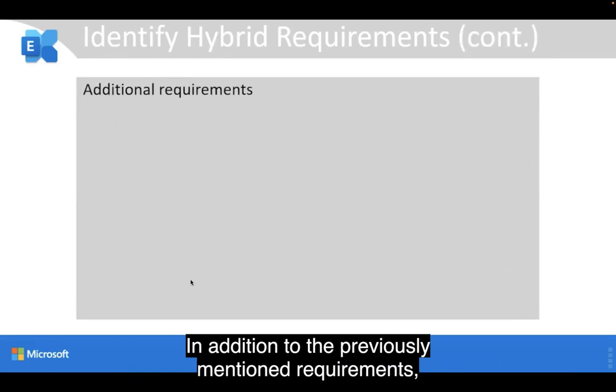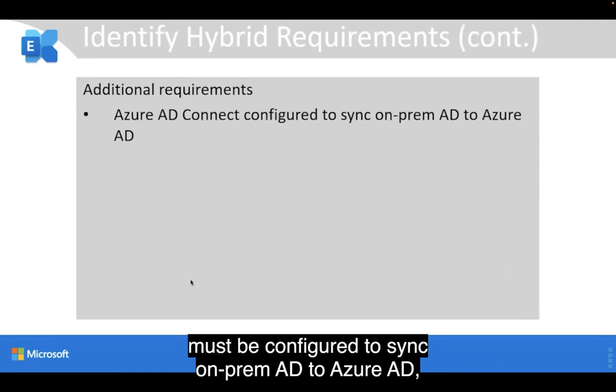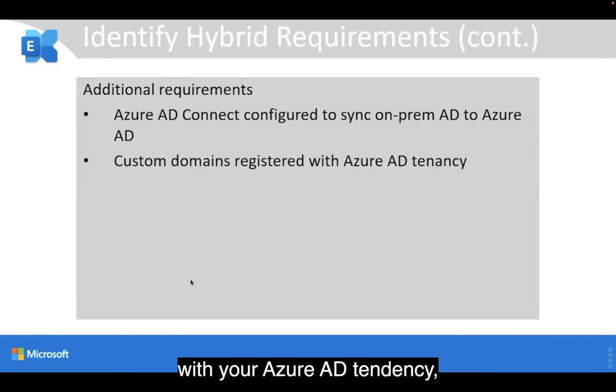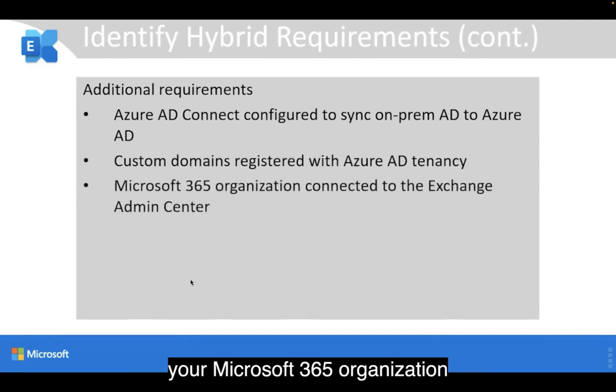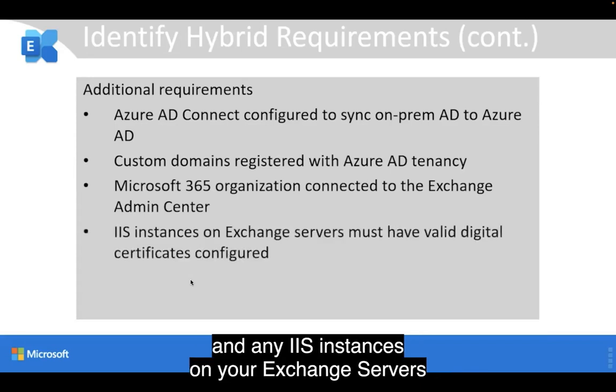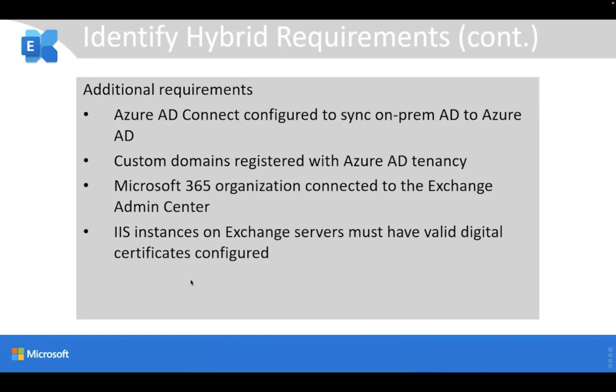In addition to the previously mentioned requirements, hybrid deployments require that Azure AD Connect must be configured to sync on-prem AD to Azure AD. Any custom domains must be registered with your Azure AD tenancy. Your Microsoft 365 organization must be connected to the Exchange Admin Center, and any IIS instances on your Exchange servers must have valid digital certificates configured.